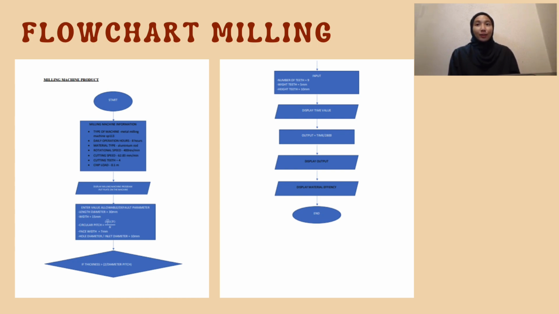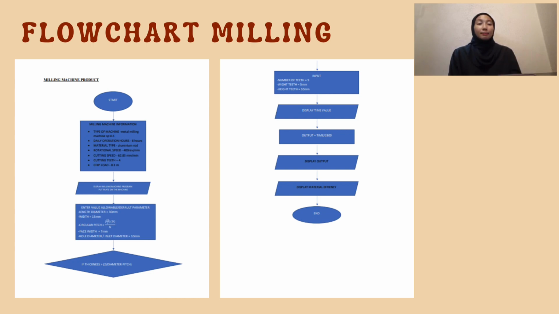Okay, now I would like to present the flowchart for our machine project. First, this is a flowchart for the milling product, which is a gear. Based on this flowchart, we tell from the beginning of the product until the end, until we get the products. So we start. After that, we know about the milling machine information.